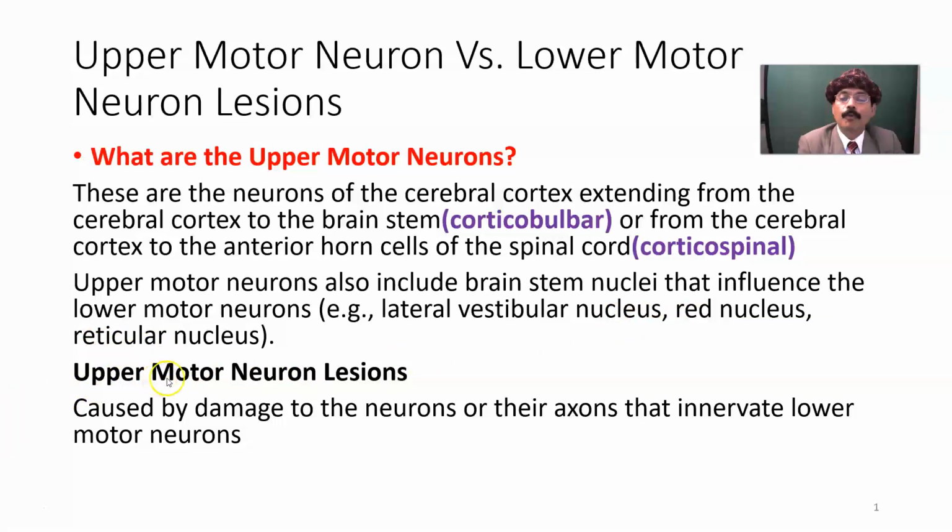So what is an upper motor neuron lesion? How does this happen? It is caused by damage to the neuron or their axons that innervate the lower motor neuron. So if there is any lesion from the cerebral cortex to the lower motor neuron at the anterior gray horn, or to the cranial nerve nuclei in the brainstem, where the cell body of the neuron or the axon is damaged, then there will be an upper motor neuron lesion.